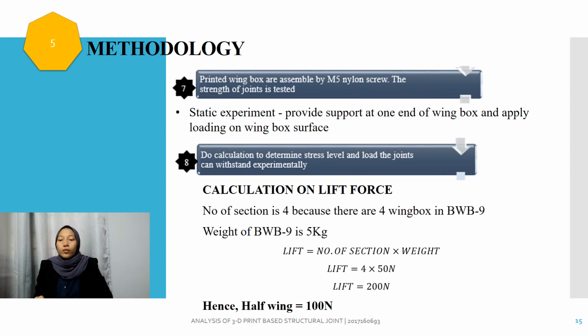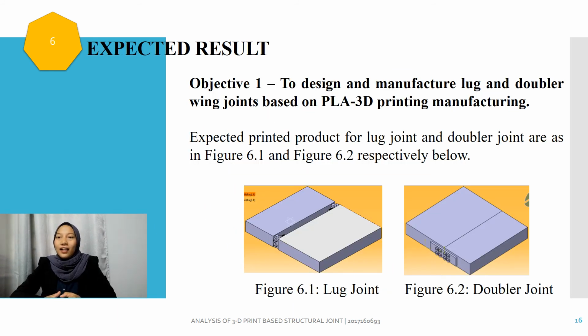The last one, do calculation to determine the stress level and load the joints can withstand experimentally. The calculation is done after performing the static experiment, using the data obtained, which is the amount of load recorded till the joint breaks. Theoretically, the joint should carry about 100 Newton load, and the calculation is as shown in the slide. Moving forward to expected result. Expected result is how the objectives are achieved by the end of the project.